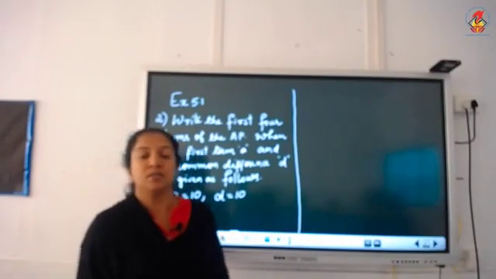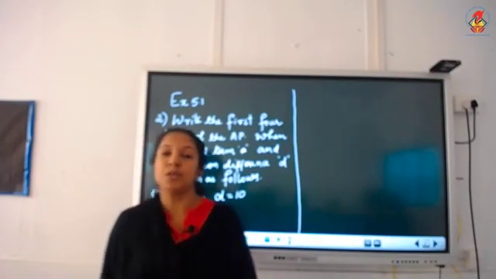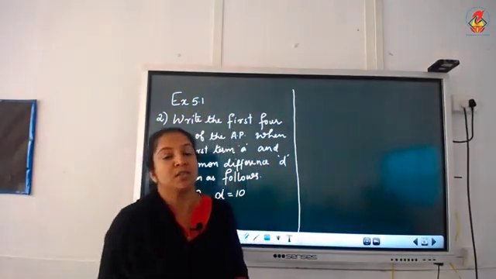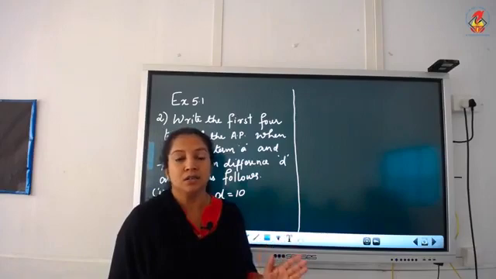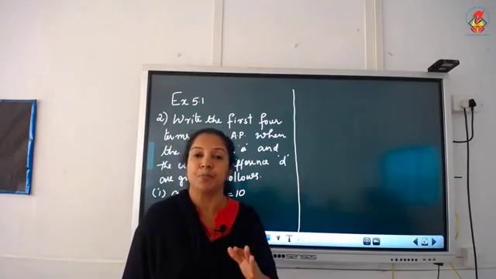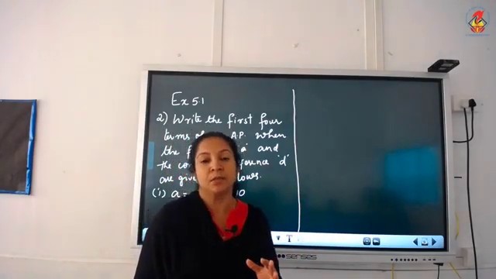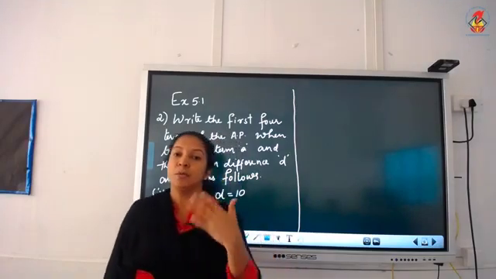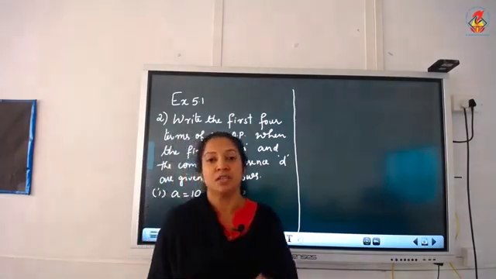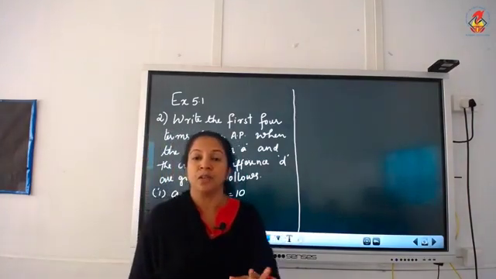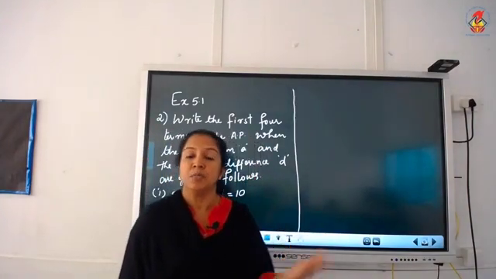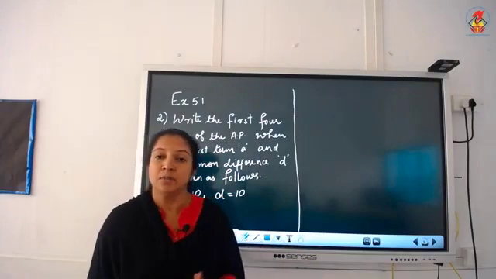So, what I said is arithmetic progression is a list of numbers in which each term is obtained by adding a particular number to the previous number. This number is called the common difference. This can be either positive, negative or 0. The common difference can be a positive number or a negative number or 0.